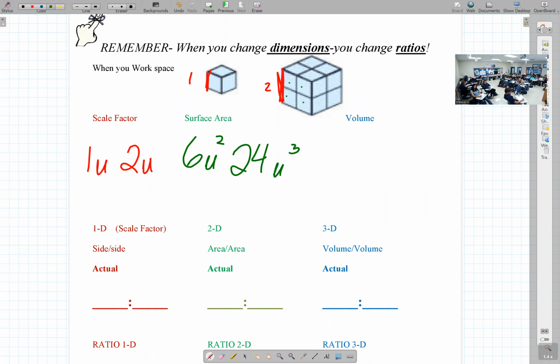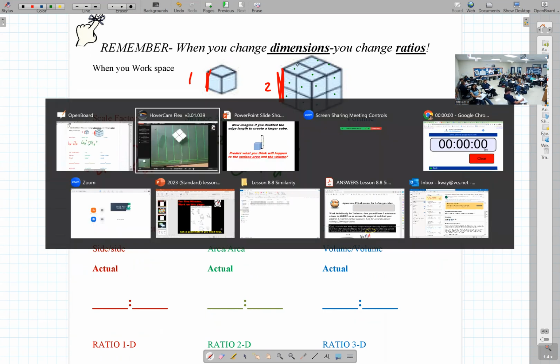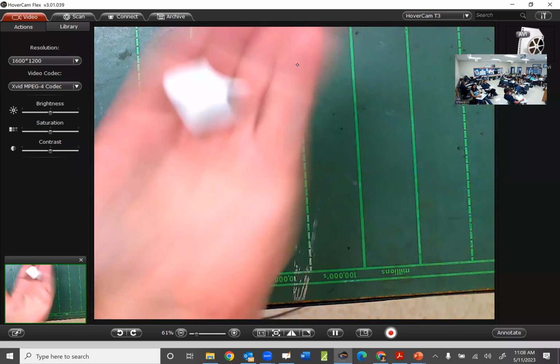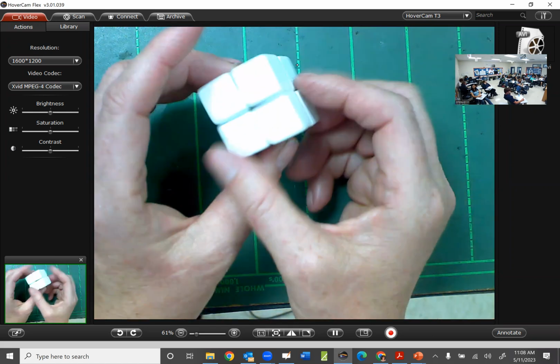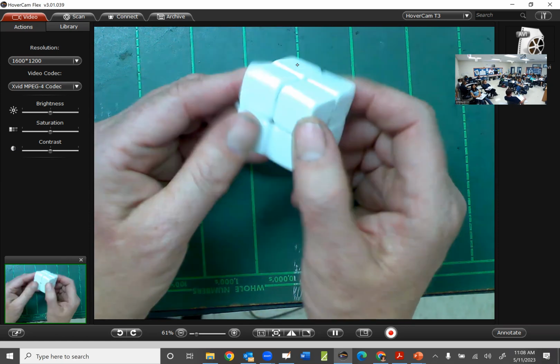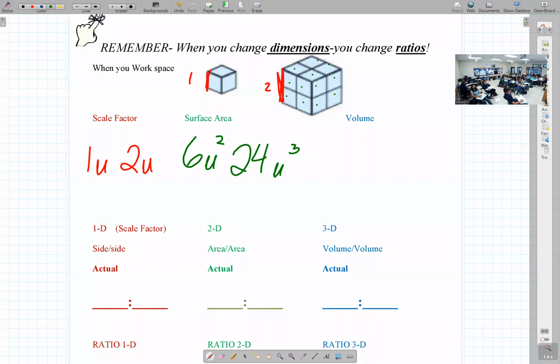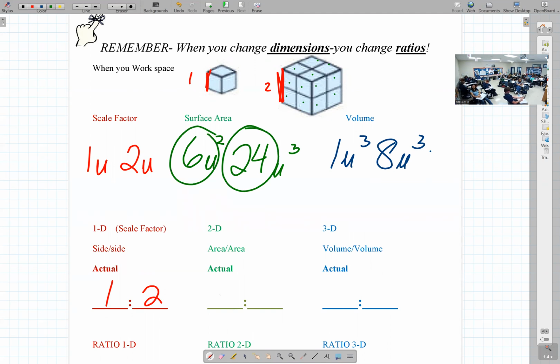That's all the squares that are visible. And then in this, you can't see the other side. Volume. Now we're just looking at the actual plastic cubes. How many plastic dice do I have here in my hand? Only 1. Here, this solid. How many plastic dice did I glue together to get this? 8. So right here, it is 1 unit cubed to 8 units cubed. Let's reduce it. Actual ratio, all the way, 1 to 2. Ratio, reduce. 1 to 4. Ratio, reduce. 1 to 8.